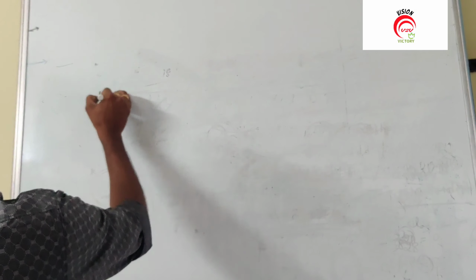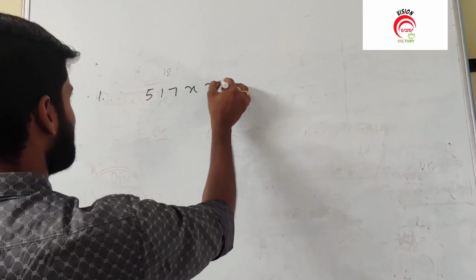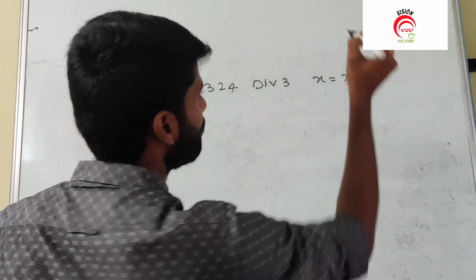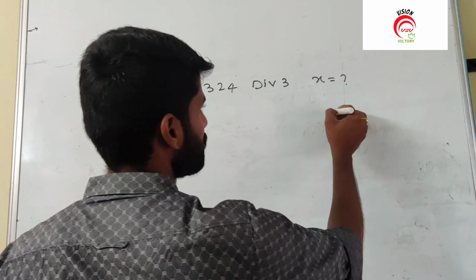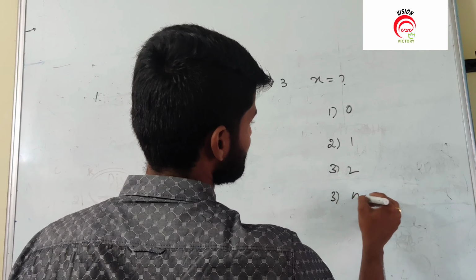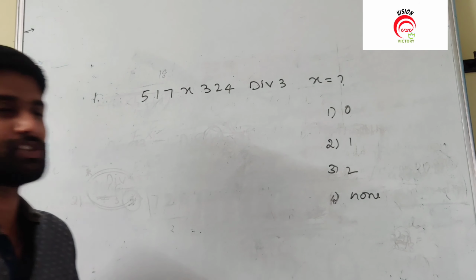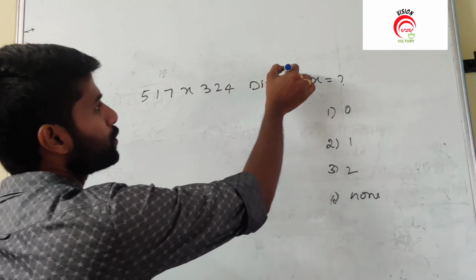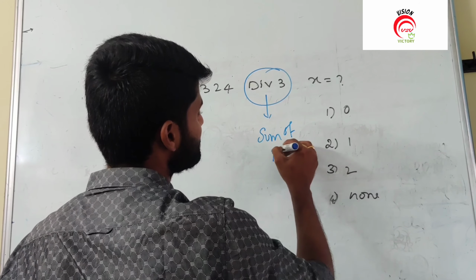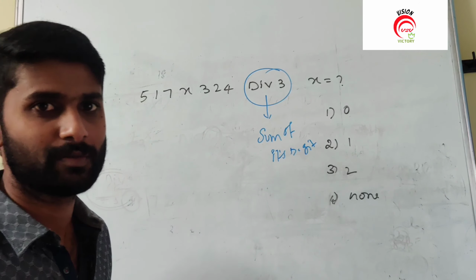Okay, see. Question number 1. If 517x324 is divisible by 3, then what is the value of x? See the options. The options are 0, 1, 2, and the last one is none. So what is the option? C. According to this question, what is the divisible by 3 rule? The rule of divisibility by 3 means the sum of its digits. If the sum of its digits is divisible by 3, the entire number is divisible by 3.